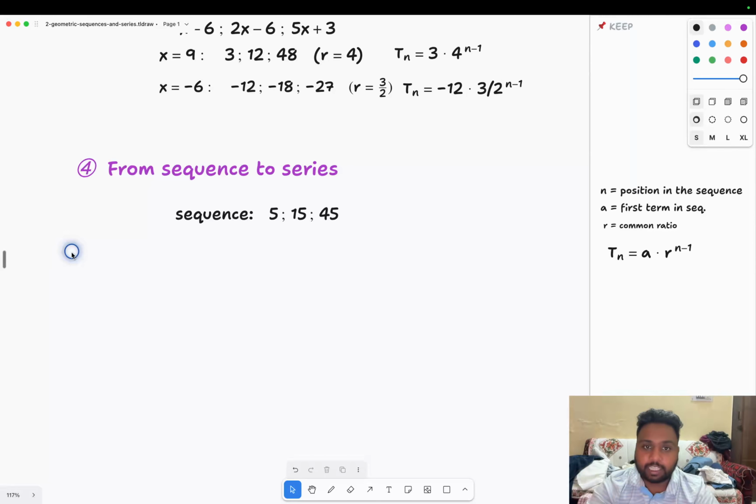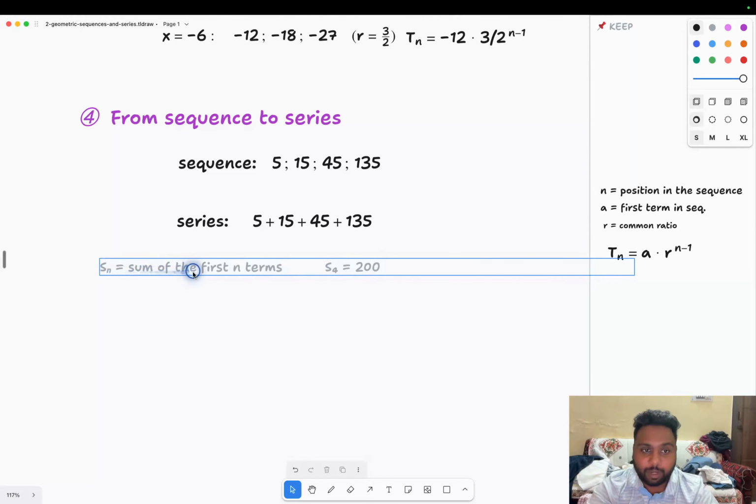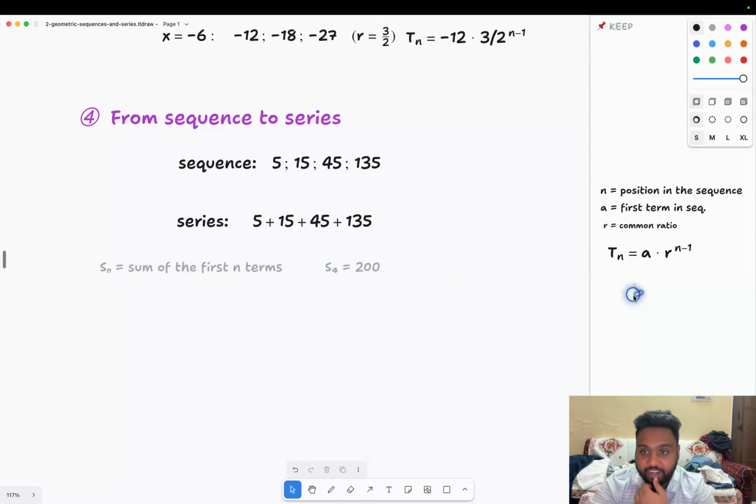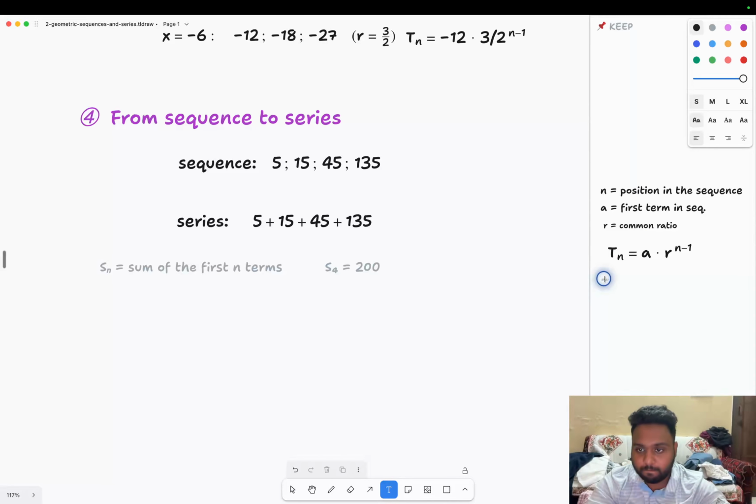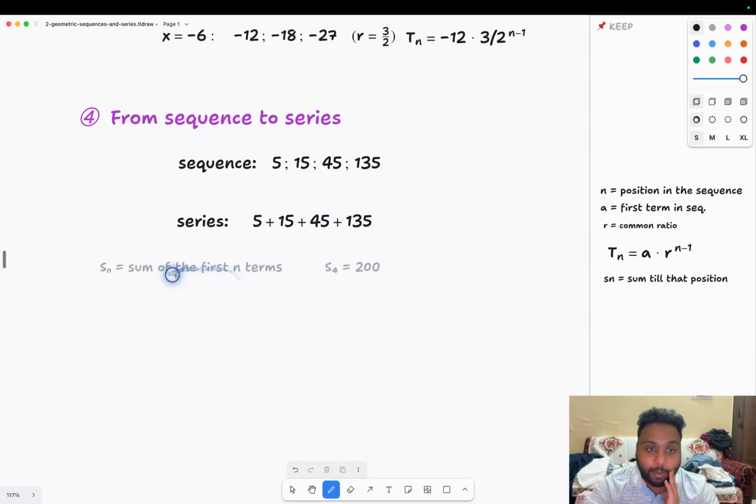Okay. This is an example of a sequence, and a series is written like this. You get more terms now. S of n will represent the sum of the first n terms. So when I write S of n here, this will represent the sum till that position. S of n represents the sum of the numbers up till that position. For example, S of 3 in this case is going to be the sum from here till here. S of 4 is going to be the sum of the first, second, third, fourth, all of these combined. So this is how we write S of n.